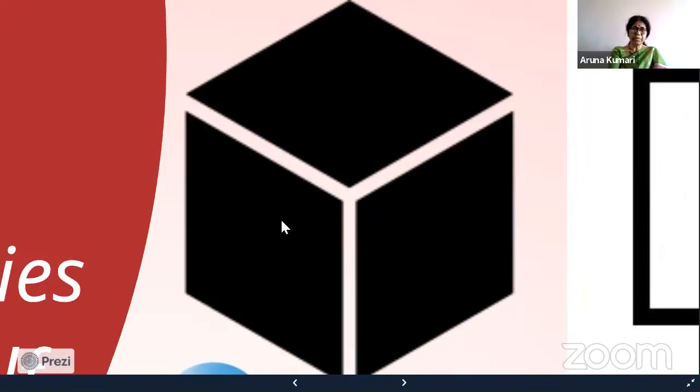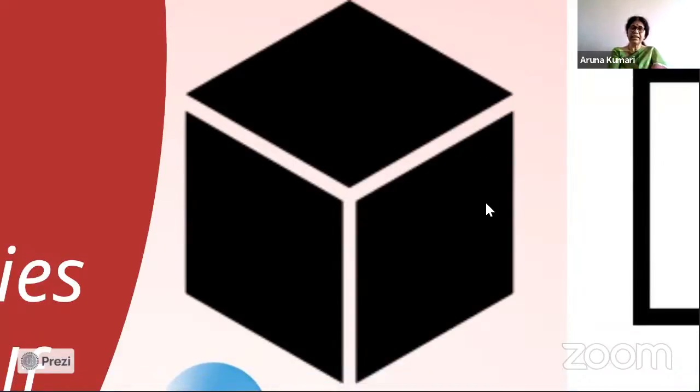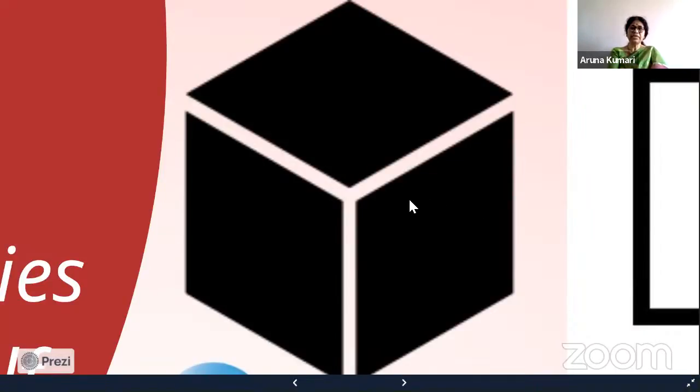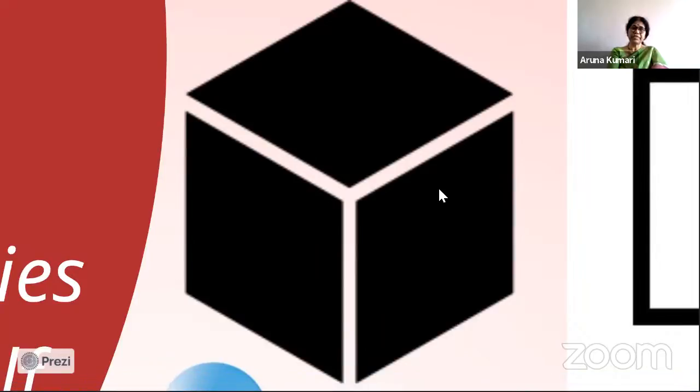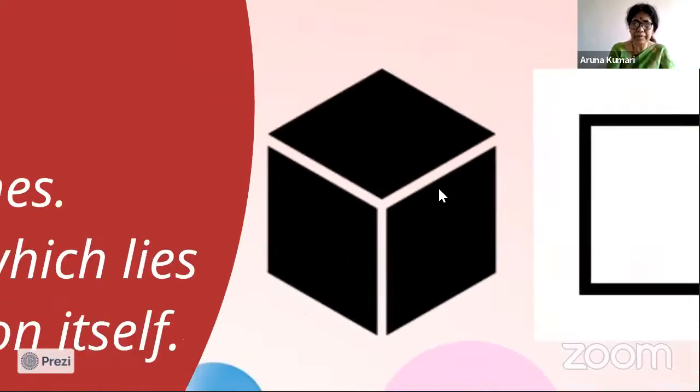It is a cube and it is a square. Cube is a 3-dimensional figure, whereas each surface or each face will be a 2D figure. So we can say that a 3D figure has a limit, which is a 2D figure. You should remember this, students. The limit of a 3D figure is a 2D figure.